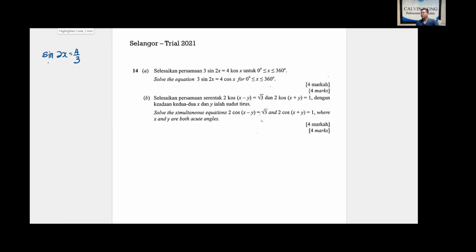So again, this one is also the same thing. You have 1 and 2. Expand this one, and you will get the answer. Let's try this one. Remember that. Okay, next.